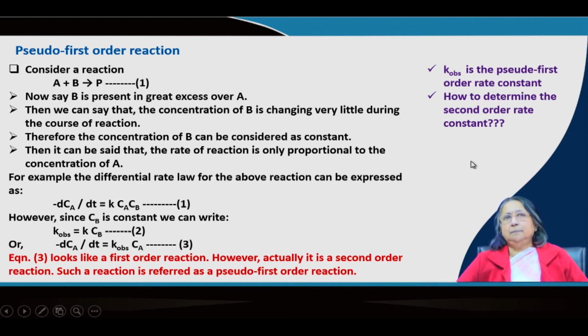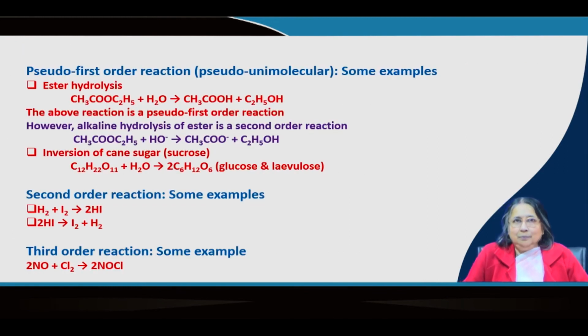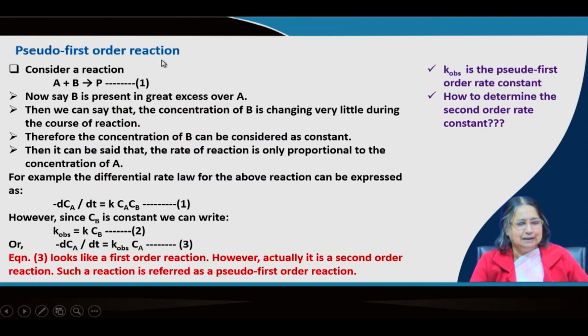There are many examples of pseudo first order reactions, and many of them are very important reactions. For example, it is also called pseudo unimolecular, because here, in this equation, 1 mole is involved, that is why unimolecular. And by chance it is also first order, and we have explained it in terms of first order.